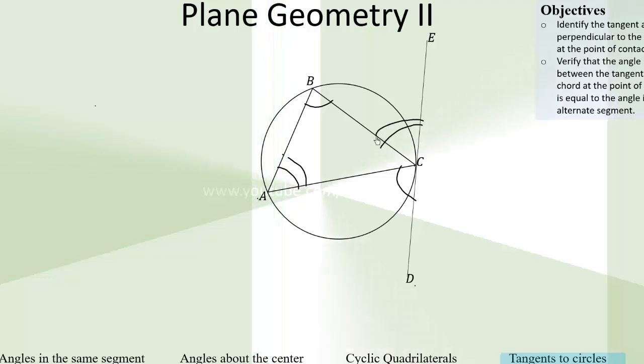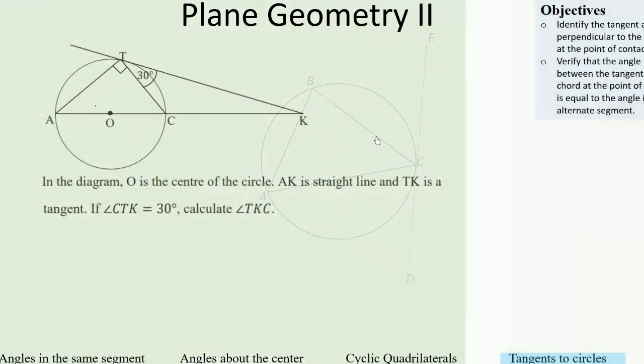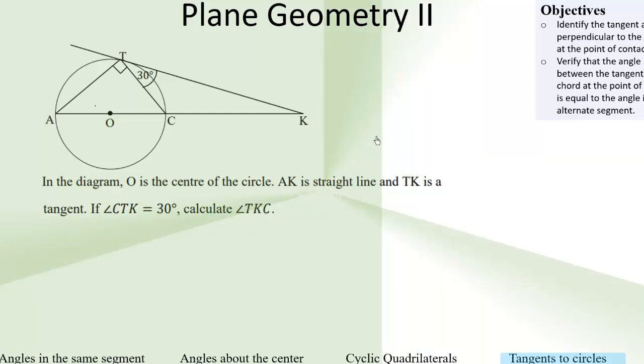Alright. So let us solve some questions with this property or theorems that we just talked about. So the first question is here. In the diagram, O is the center of the circle. AK is a straight line and TK is a tangent. If angle CTK is 30 degrees, calculate angle TKC.